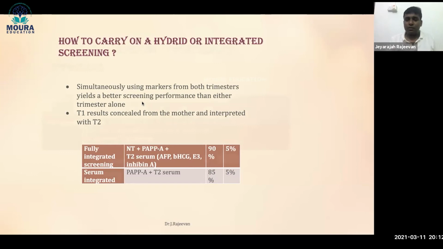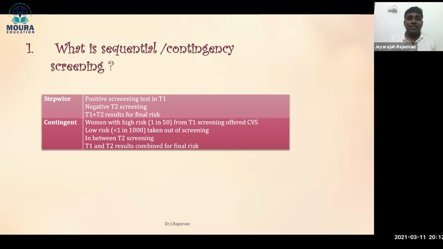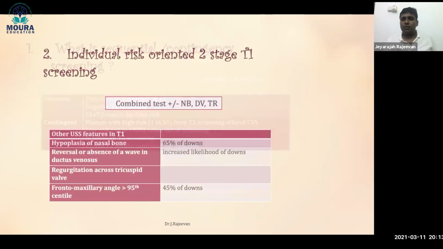Then what is sequential or contingency screening? In contingency, I'm doing the first trimester screening and then continuing with the second trimester screening, and I'm combining both. That is sequential or contingency. Almost like your hybrid screening.